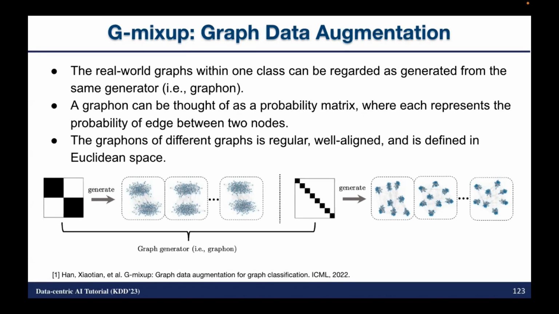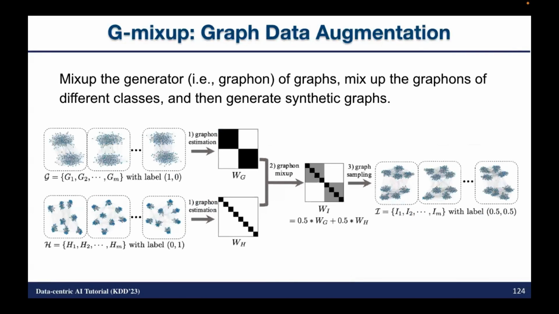As we know, real-world graphs within one class can be generated by the same generator. For example, here we have graphs that have two clusters. They are different graphs, but they all have similar topology from a high level, because we have two clusters, or 8 clusters in another subgraph. So we may ask, can we just have a graph generator to generate all kinds of graphs? So we propose a concept called graphon. A graphon can be thought of as a probability matrix, where each entry represents the probability of an edge between two nodes. The original graphs may be different, but their graphons are the same or very easy to align. So we just estimate the graphons of these original graphs, mix up the graphons of different classes, and then we can generate the synthetic graphs.